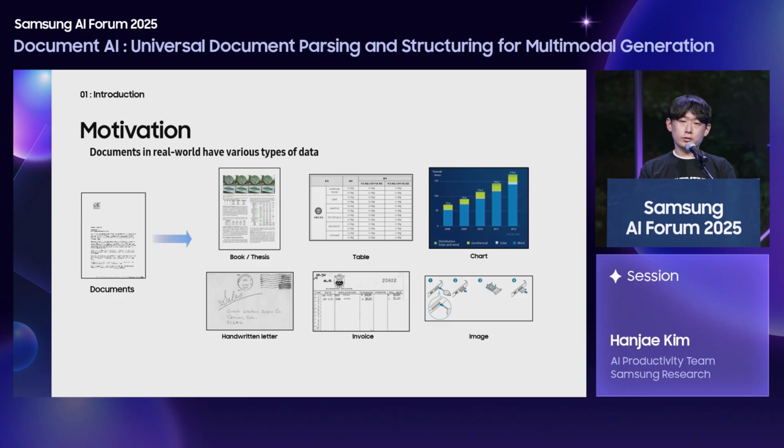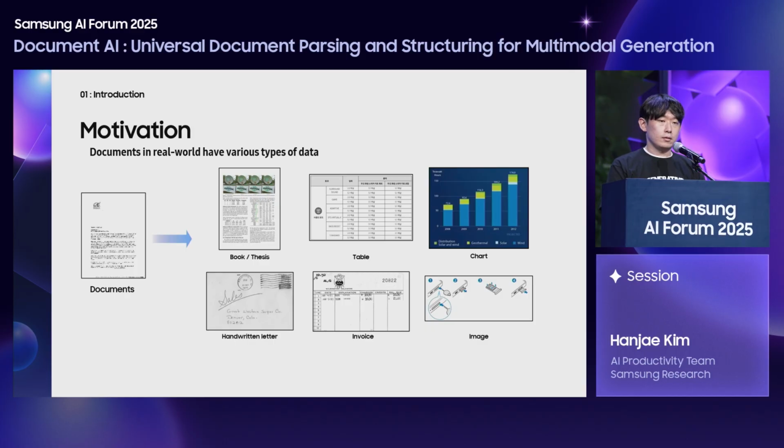When we defined the problem and began developing Document AI, one of the major challenges we encountered was the diversity of internal documents. Internal documents are not limited to text-only reports. They also include invoices in table format, Excel sheets, and PowerPoint slides that contain graphic information such as images and charts.